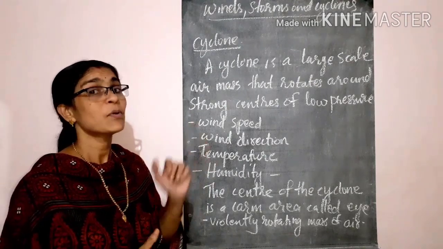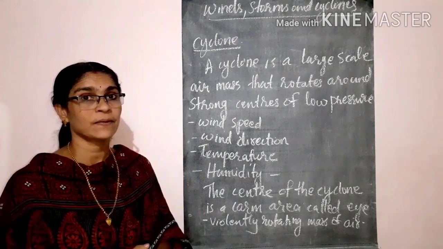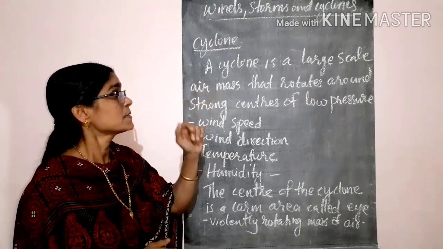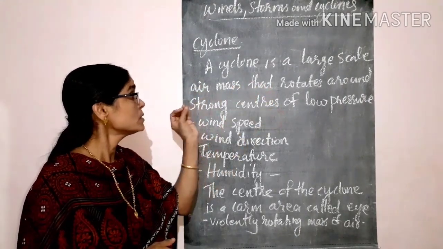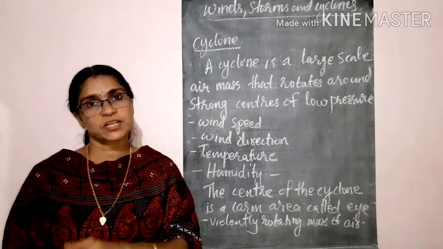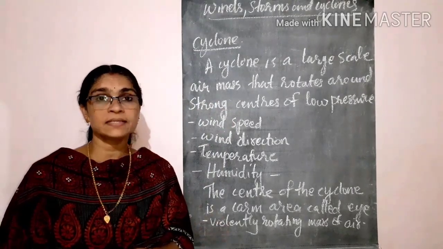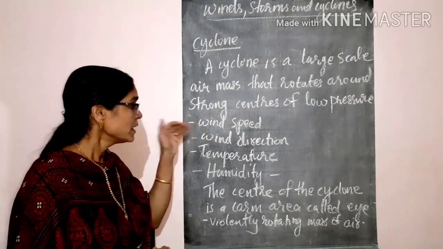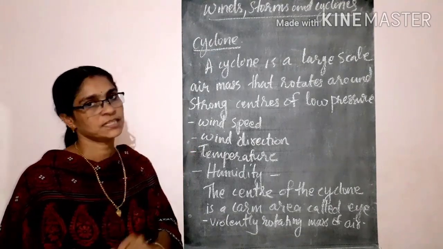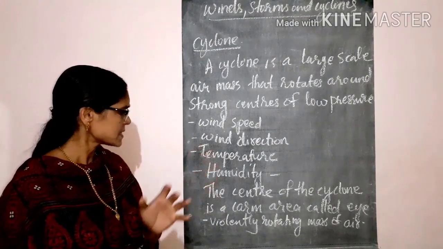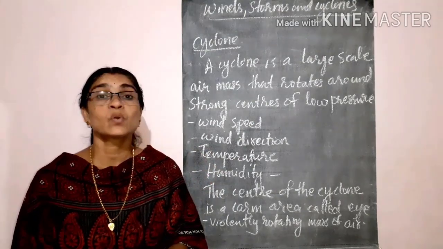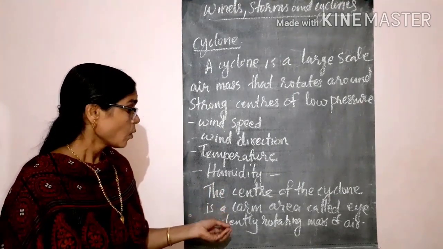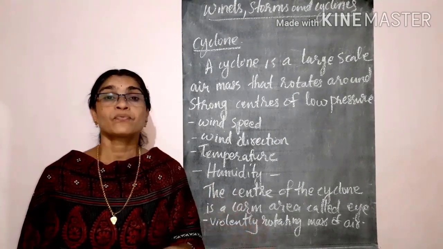Children, look at the board and read the definition of cyclone. A cyclone is a large-scale air mass that rotates around strong centers of low pressure. Then what are the factors which contribute to the formation of a cyclone? Wind speed, wind direction, temperature and humidity. The center of the cyclone is a calm area called the eye of the storm. A large cyclone is a violently rotating mass of air.